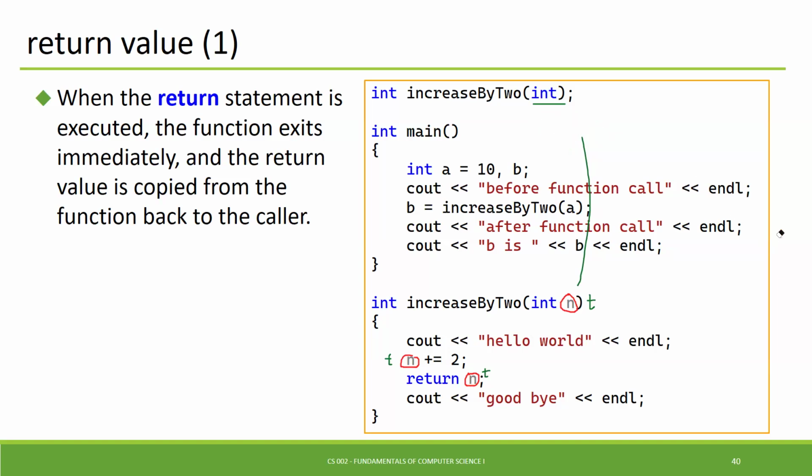So it doesn't matter. Any name is okay. Computer will not check the name. Only computer will check int. But the same name should be used inside the function. So if this is n, it should be n, it should be n. If it is t, it should be t, it should be t. Does it make sense?